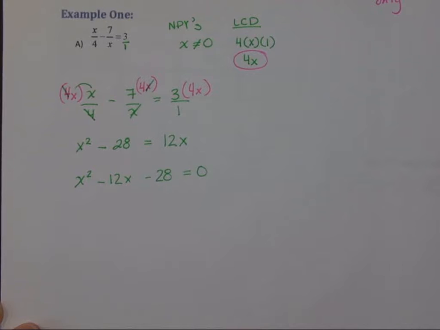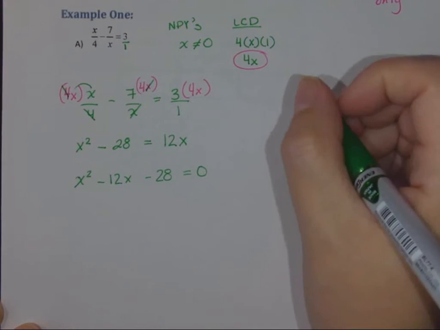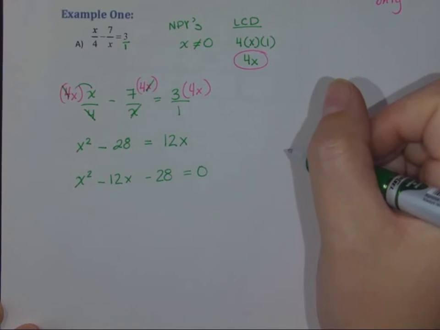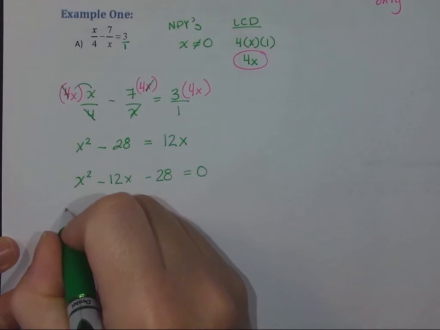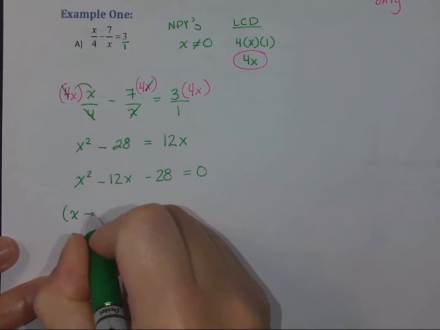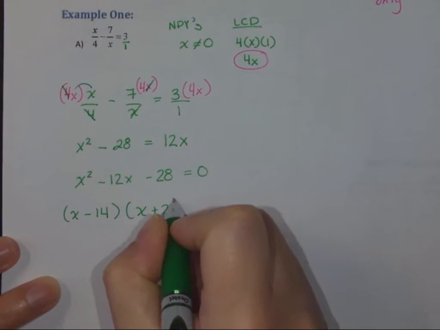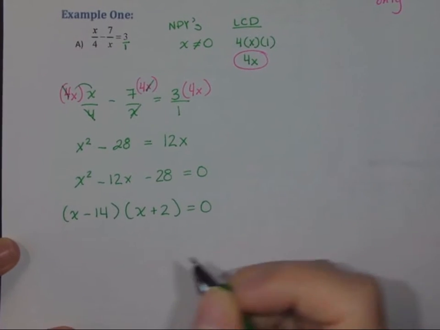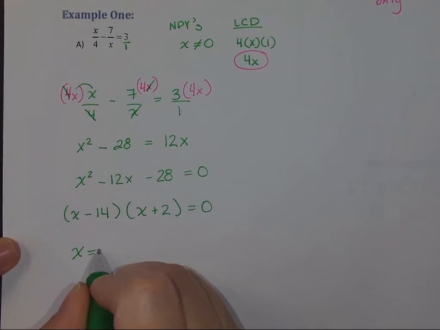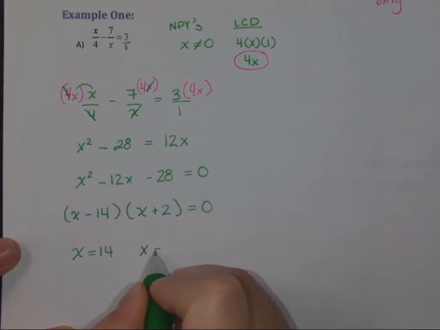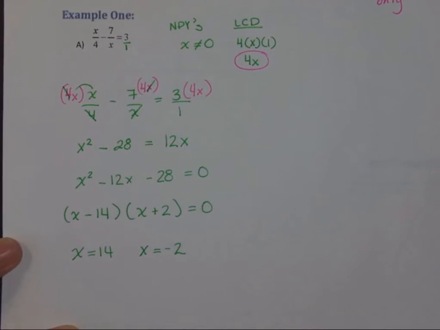Okay, so what are the factors of 28 that add up to negative 12? Negative 14 and 2, yeah, both of you got it. So we got negative 14 and we have a positive 2. So my values are going to be x equals 14 and x equals negative 2.